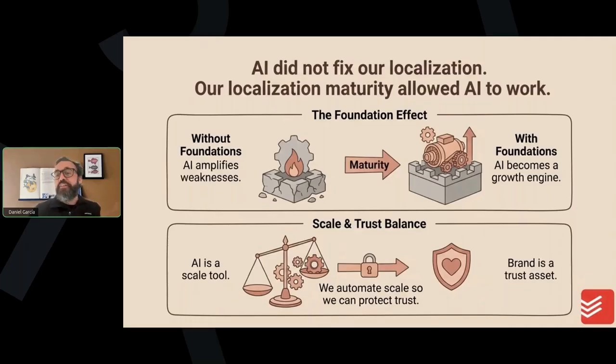I don't think, if you don't have these foundations, AI will amplify your weaknesses. If you do have the foundations, I think it amplifies growth. So, as I said in the title of the webinar, AI is a scale tool. It doesn't have to be hype. It's a scale tool. Brand for us is a trust asset. So we automate at scale so we can protect the trust we have built, and we still want to have in the next years.